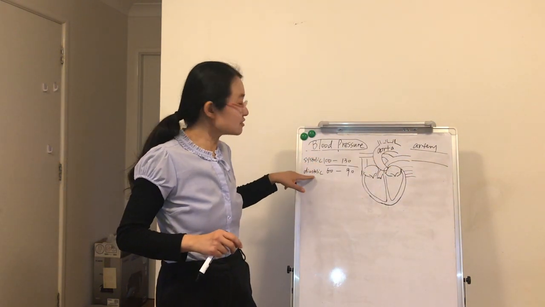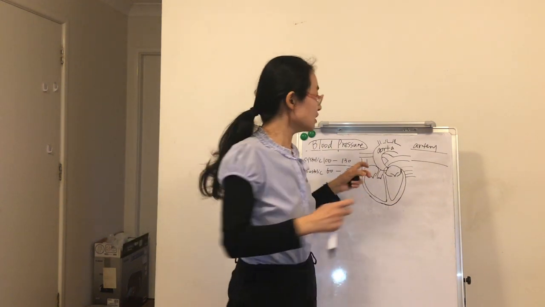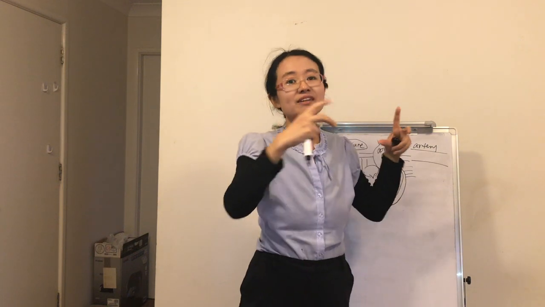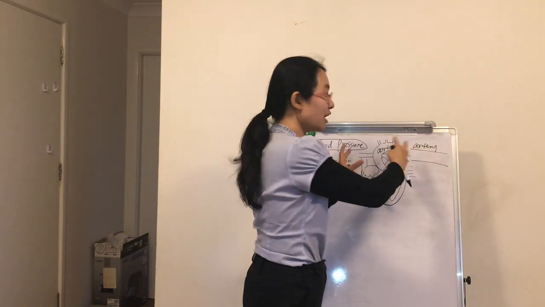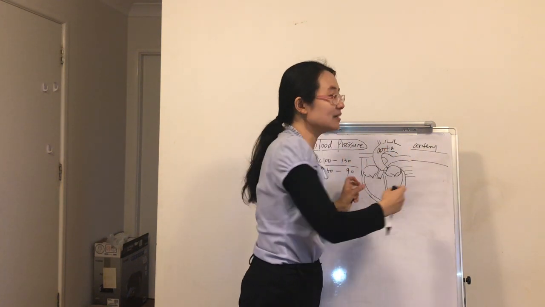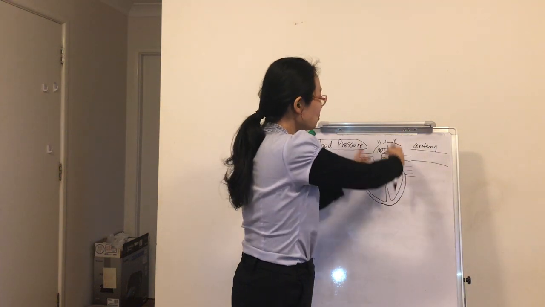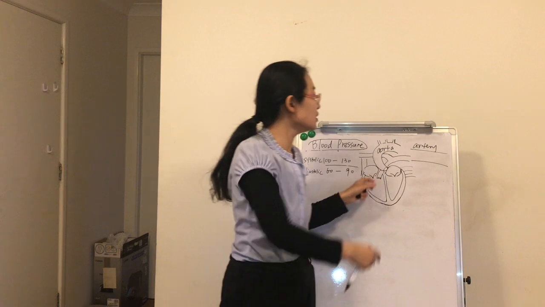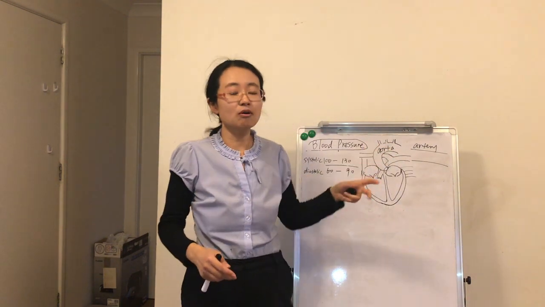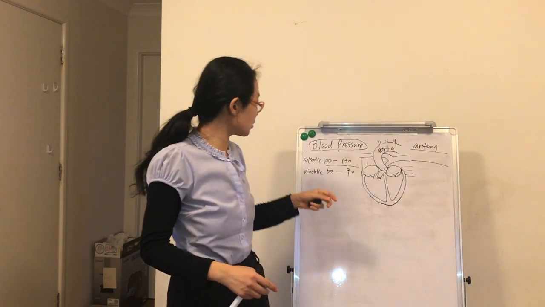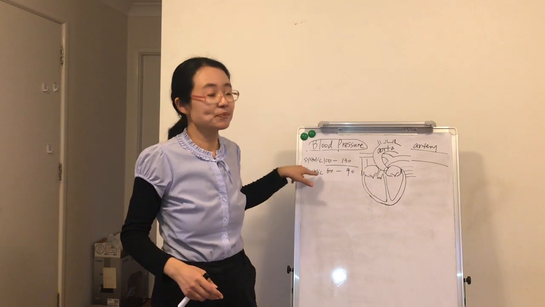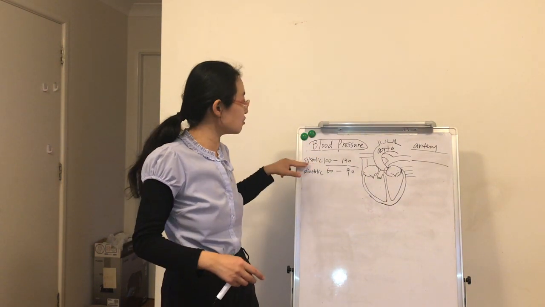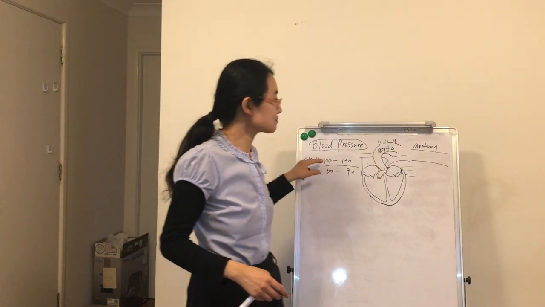Diastolic blood pressure means the pressure inside the artery when the heart starts to relax. After pumping, the heart will relax, and then the blood will refill back into the two ventricles. When the blood refills, the pressure inside the artery will also drop, and that pressure is called the diastolic pressure. So that's why the diastolic pressure is always lower than the systolic blood pressure.